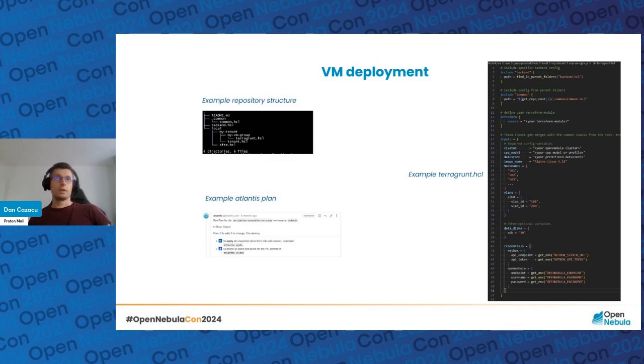If you're using AWS, for example, you can organize it by tenants. If you use KVM, you organize it differently. It really is completely up to you. Okay. On the right side, you can see what a Terragrunt ACL looks like.